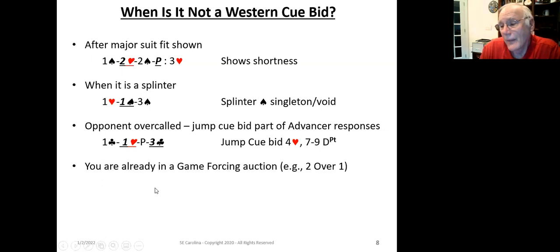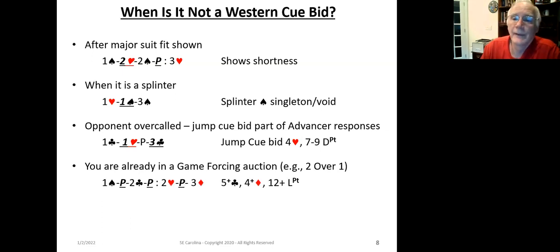Another place is if you're already in a game forcing auction, the Western cuebid is off. The most typical example is in a 2/1 auction. In this one, your partner opens 1 spade, you bid 2 clubs, initiating a 2/1 auction. Your partner bids 2 hearts, saying I've got 4 to 5 spades and 4 to 5 hearts, and it comes back around to you, and you bid 3 diamonds.